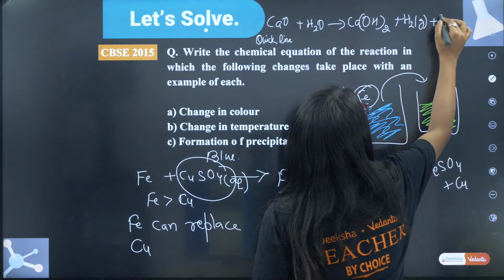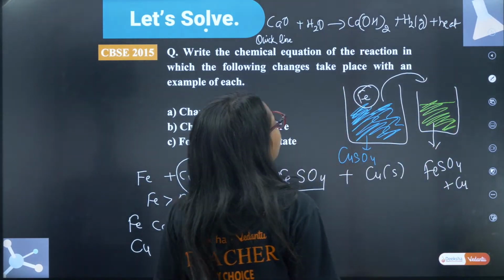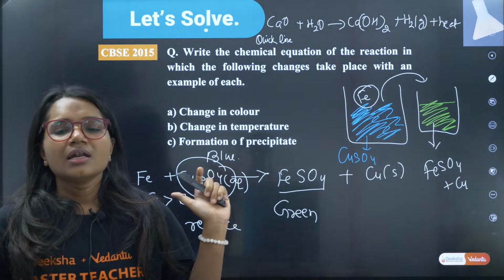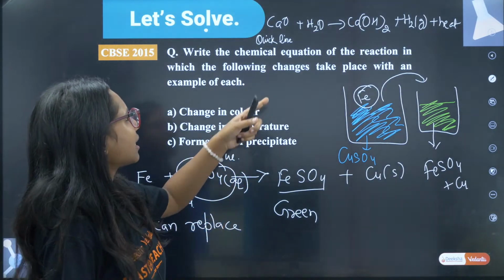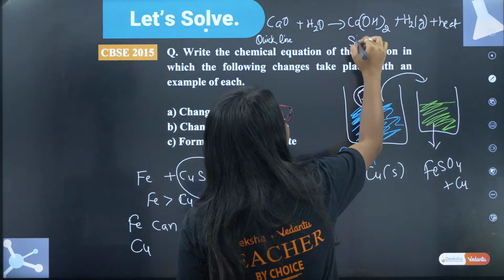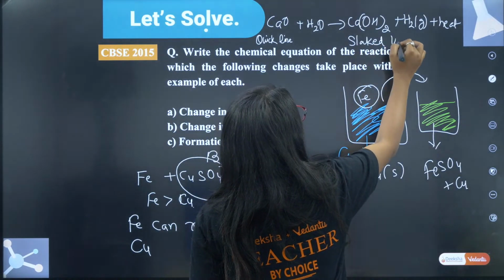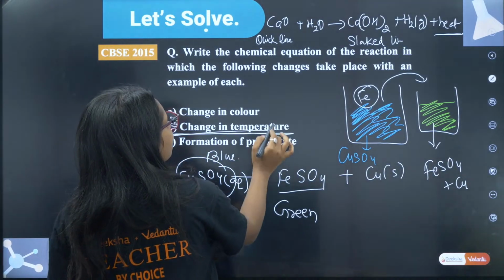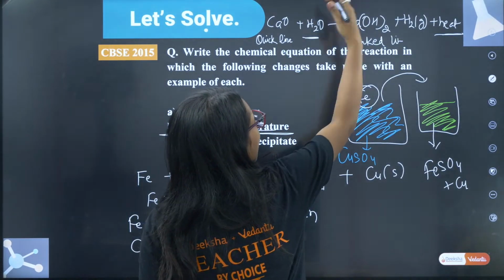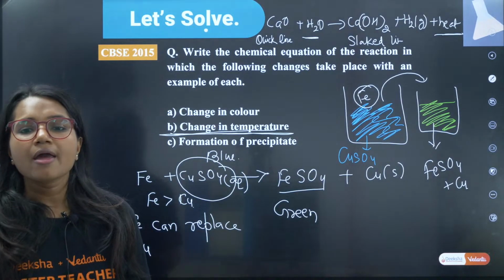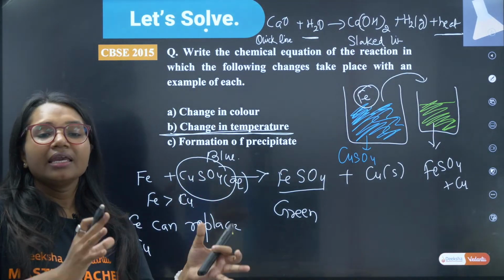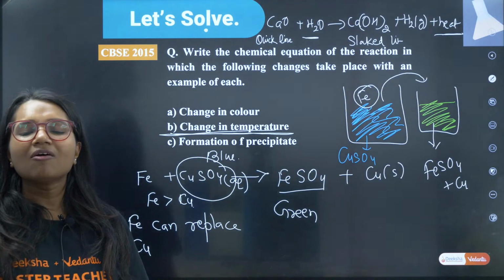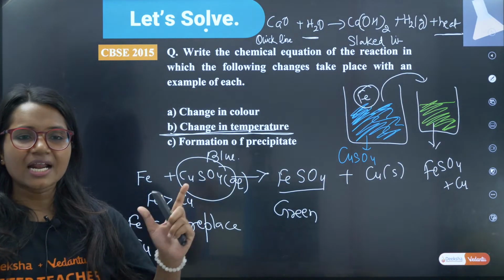Is this the correct thing? Tell me, guys. Is this reaction correct? Quicklime converted into slaked lime and it will release a lot of heat. So change in temperature: before the reaction the temperature is less, after the reaction the temperature is more. Whenever heat is released or absorbed, the temperature will change. So guys, tell me, have you understood? Do give me a thumbs up in the chat box.